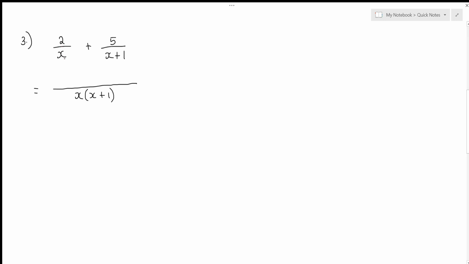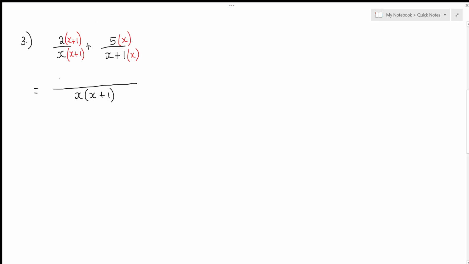I'm going to say x times what would give me x times x plus 1, and it's going to be x plus 1. So whatever I do to my denominator, I'm now going to do to my numerator and also multiply it by x plus 1. Looking at the right-hand side, I have x plus 1 here, x plus 1. So I'm going to multiply the right-hand side by x. So I'm going to multiply my numerator by x as well.